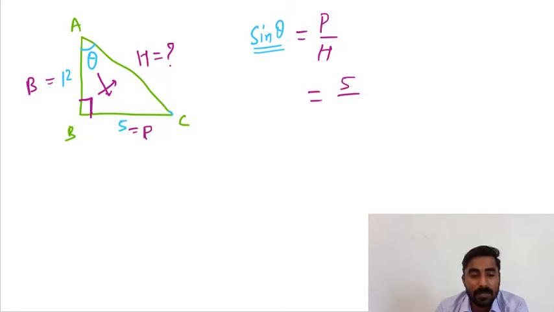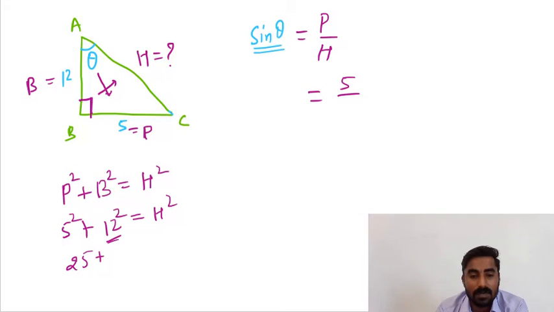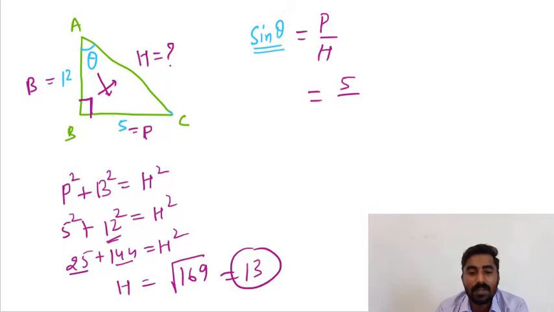How? What is the Pythagoras theorem? Square of perpendicular plus square of base is always equal to square of hypotenuse. Square of 5 plus square of 12 equals square of hypotenuse. The square of 5 is 25, and the square of 12 is 144, so hypotenuse square is 169, and hypotenuse equals the square root of 169, that is 13. So we can find the hypotenuse by using the Pythagoras theorem.